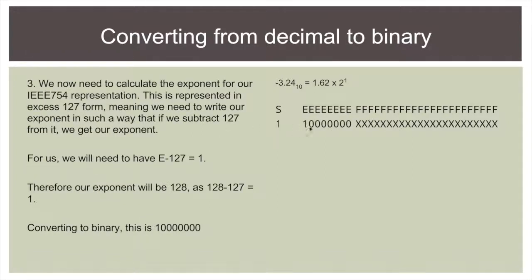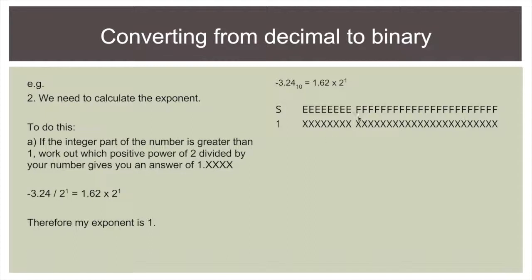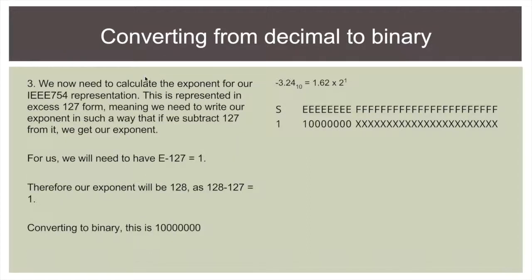Now, you'll notice I haven't done anything over here yet. So I now need to work out the exponent in IEEE form. Okay, so this is represented in excess 127, meaning we need to write our exponent in such a way that if we subtract 127 from it, we get our exponent. So for us, we'll need to have exponent minus 127 equal 1. Therefore, our exponent will be 128, as 128 minus 127 equals 1. Converting 128 to binary, we get 1 with 7 zeros, and that becomes my exponent there.